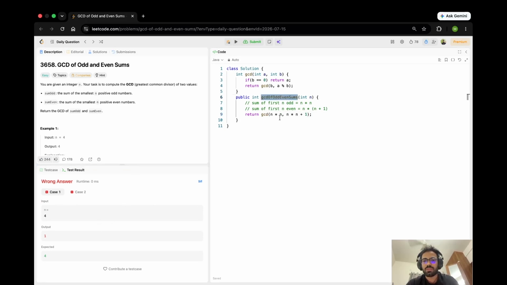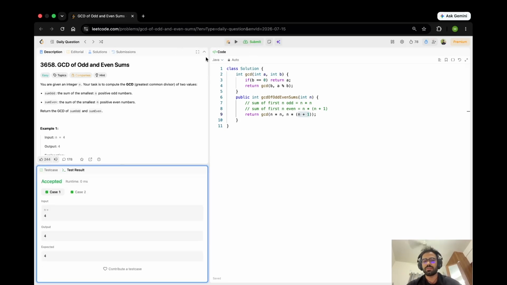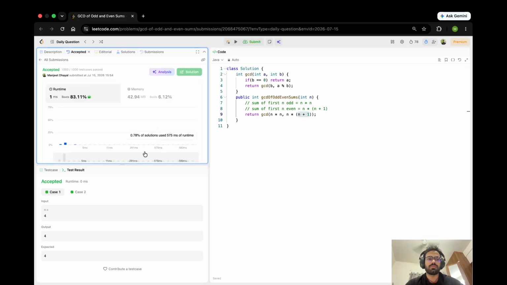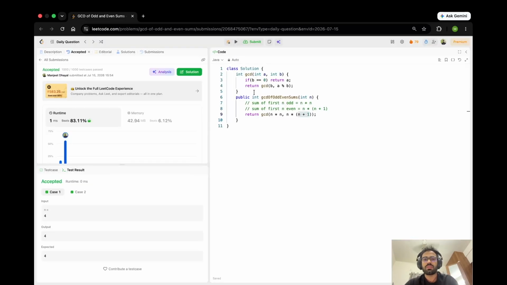GCD of odd even sums, n cross n. Okay, okay. And don't do these silly mistakes. I hope this will work. For some reason, my internet is very slow. Sometimes it happens. Okay, so it's accepted. Yeah, thank you. Okay, so this is Euclidean. So just remember this thing, right? It's used a lot of times, and there are some properties of GCD which I already told you while explaining this. So just make sure to remember that.